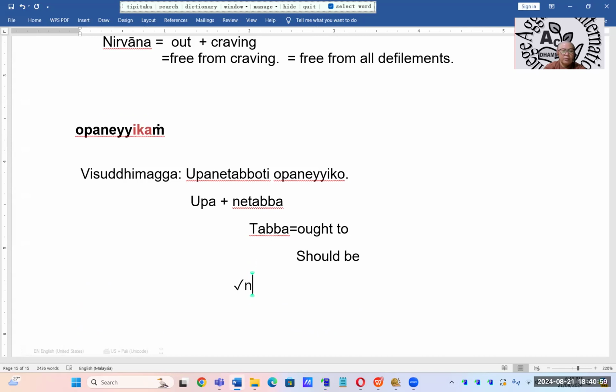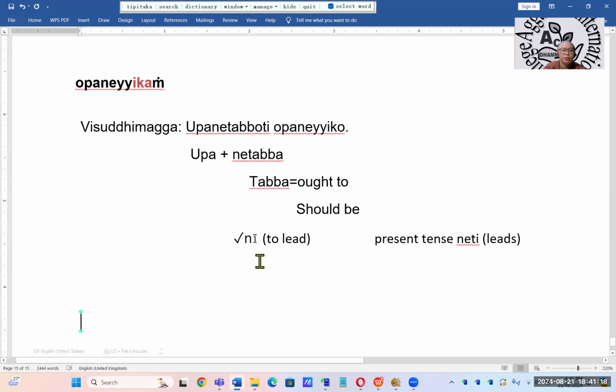I think you all learned, some of them you learned before. So you have the present tense, neti, leads, right? So ni, the root, is to lead, right? So that means that if we have netaba, it means should be led, all right? Now, then we have to find the meaning of upa, okay?